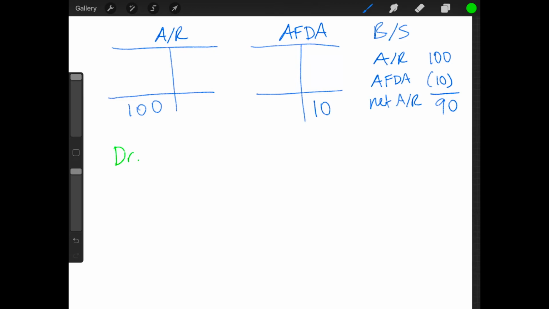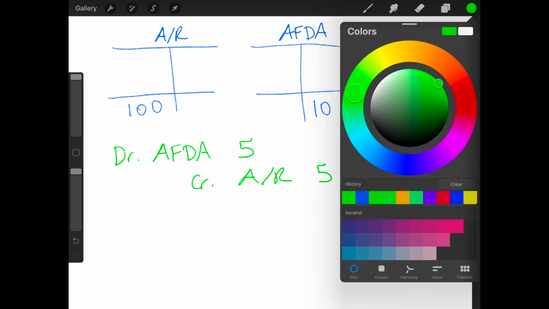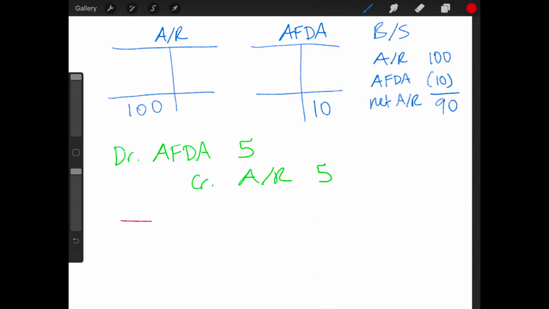And moving forward, let's say that in the next period, we have identified a specific account that will be uncollectible, so we write off that account, we debit our AFDA account by 5, and we credit our accounts receivable by 5. This 5 is arbitrary and just the number I came up with for this example.